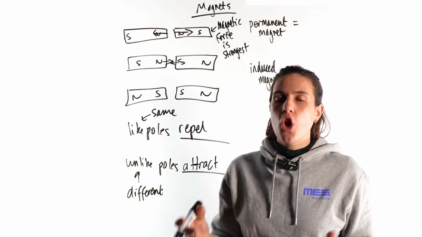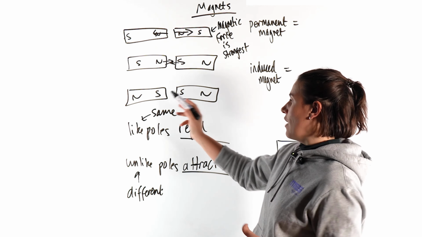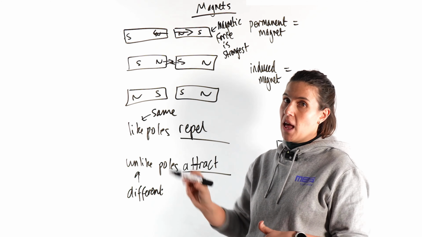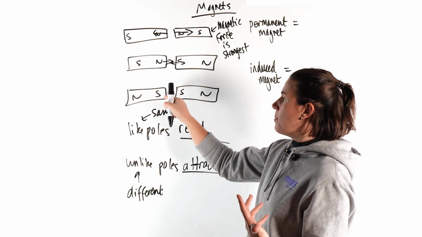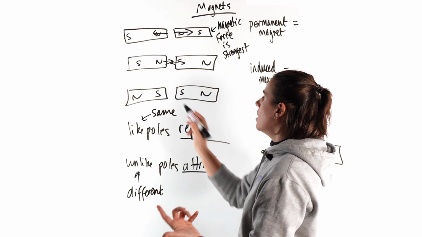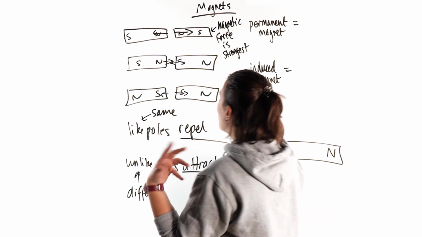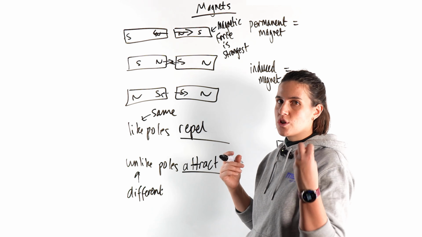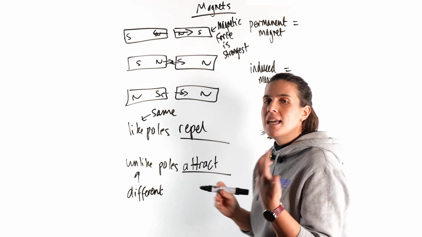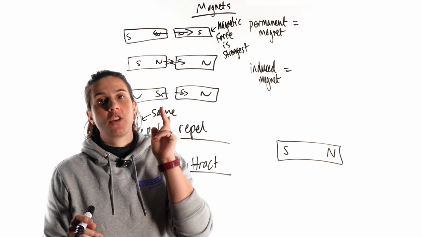The only other combination that I can have is if I've got a south pole and a south pole facing each other. And again, these guys are like poles because they are the same pole. So that pole will repel this one, that pole will repel this one, and they are again going to move apart.